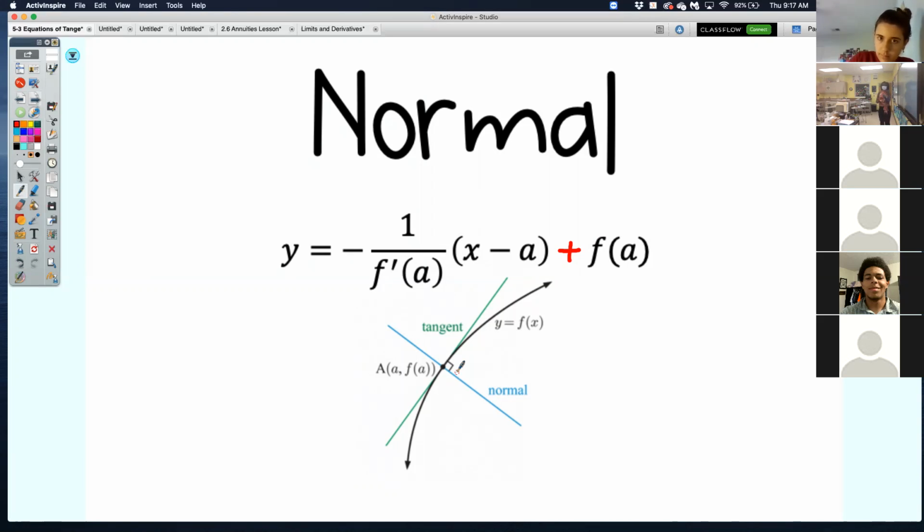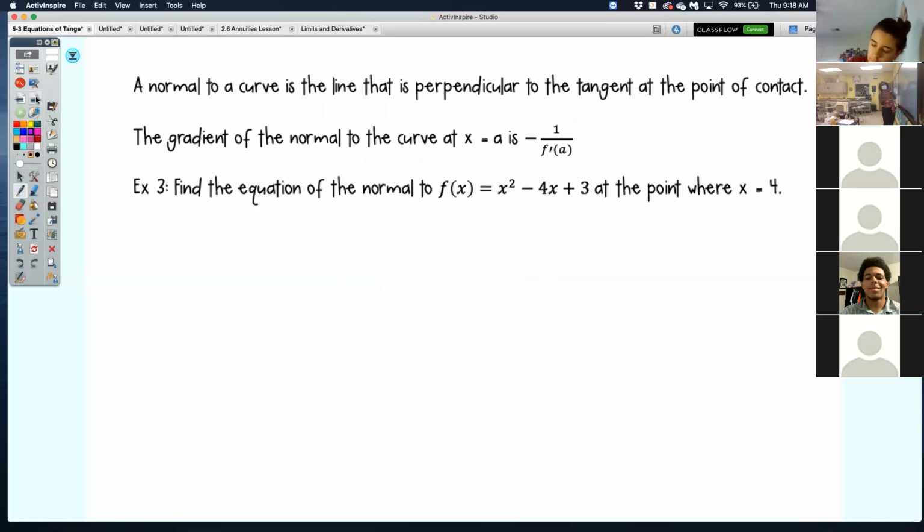And remember, slopes of perpendicular lines are what? The reciprocal and the opposite. It's the opposite reciprocal. That's why the equation for the normal line has this as its gradient, because I have to flip the gradient of my tangent line, and I need to change the sign, okay? So normal lines are perpendicular to the tangent at the point of contact.